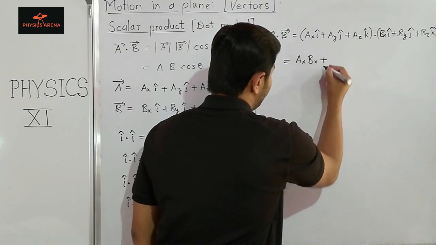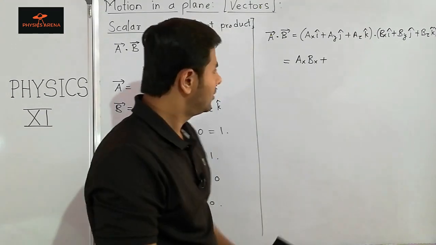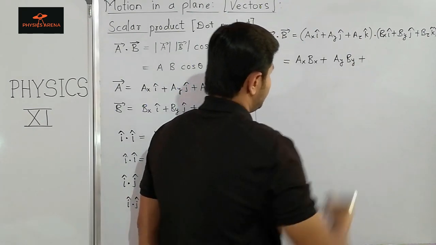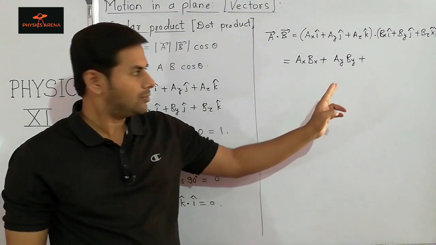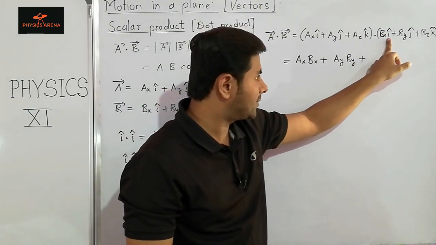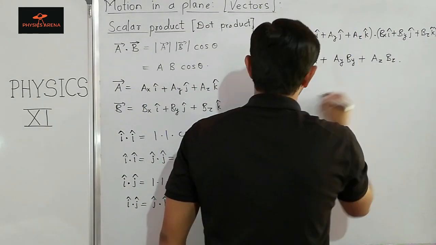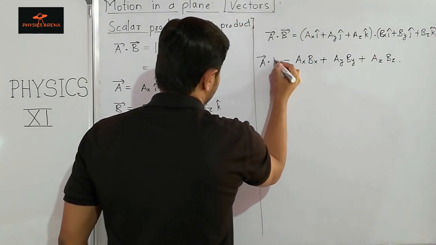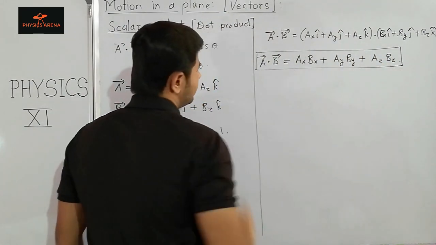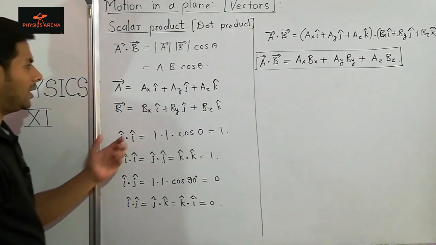Similarly, the only term which will survive when we multiply ay into j cap with this b bar will be this ay into by, plus then we have az into bz, and az into k cap multiplied by this i cap and j cap will give 0. So we have az bz. So we got this. Okay, so this is the scalar product of a bar and b bar.